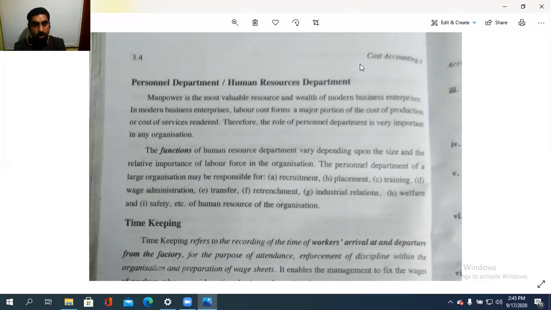Functions of the human resource department vary depending upon the size and the relative importance of the labor force in the organization. The personnel department of a large organization may be responsible for recruitment, placement, training, wage administration, transfer, retrenchment, industrial relations, welfare and safety of the human resource of the organization. These are the functions with regard to the HR department or the personnel department.